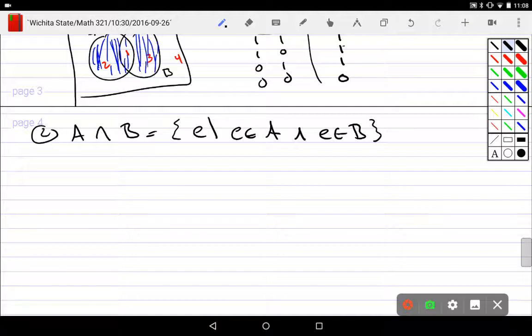And do you notice that we tend to use symbols that are similar to things that they're like in other areas of math? Like the less than or equal to, what does it look like? Kind of looks like less than or equal to, and that's called a subset.